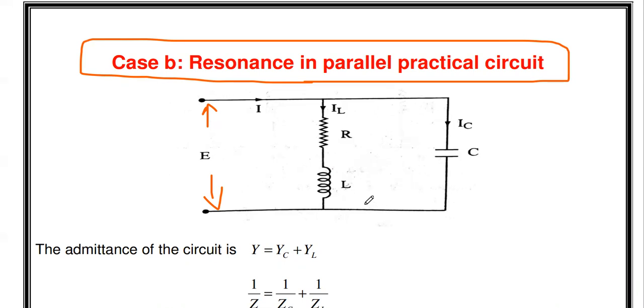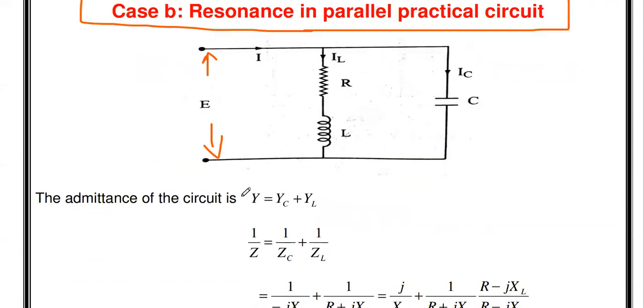In order to find the resonant frequency, first we have to find the admittance. Why are we calculating admittance instead of impedance? Because here the components are connected in parallel. If the components are connected in series, we may simply add all the impedances to find the total impedance. But here there are parallel branches, so instead of impedance, we may calculate admittance in an easy manner, since the total admittance is nothing but the admittance of the first branch plus the admittance of the second branch. So the admittance of this circuit Y is equal to YC plus YL.